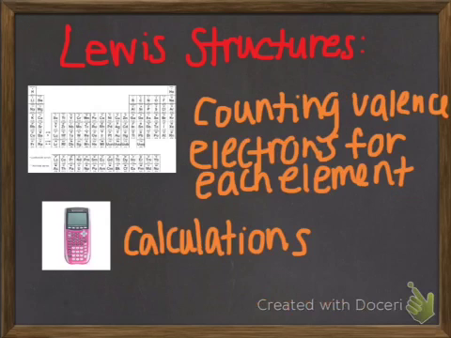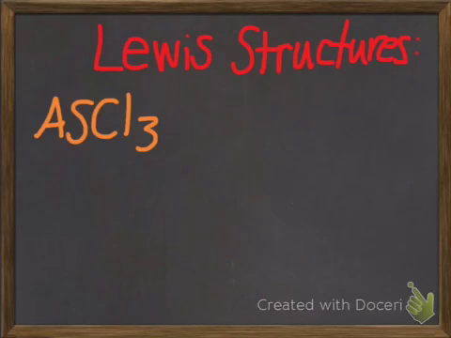Next, we are going to talk about Lewis structures. When doing Lewis structures, you might want to have a periodic table handy to figure out the valence electrons for the elements. Also, a calculator might be useful to do some of the math that's involved, but it's not horrible math, so it's not crucial to have a calculator handy.